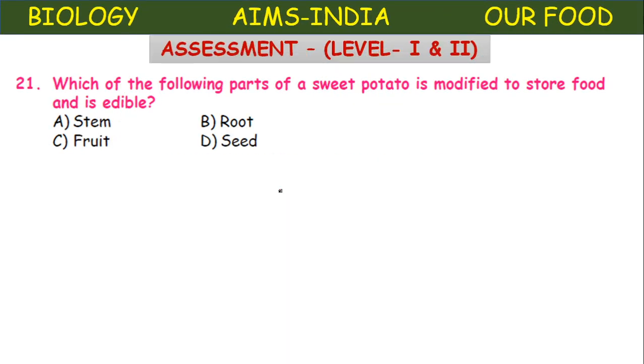Which of the following parts of sweet potato is modified to store food and is edible? Stem, root, fruit, seed. Sweet potato is the root. Potato is the stem.